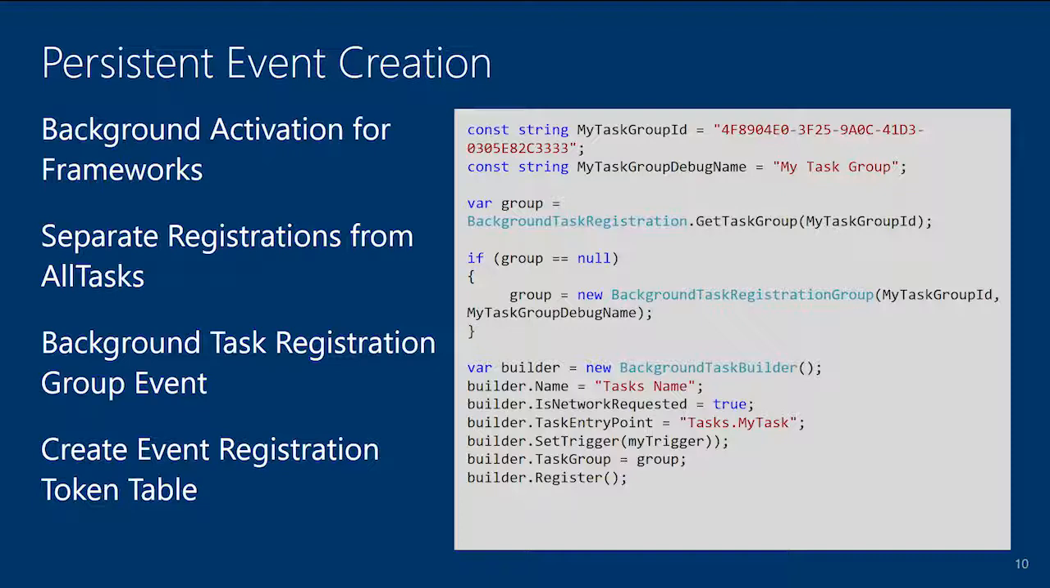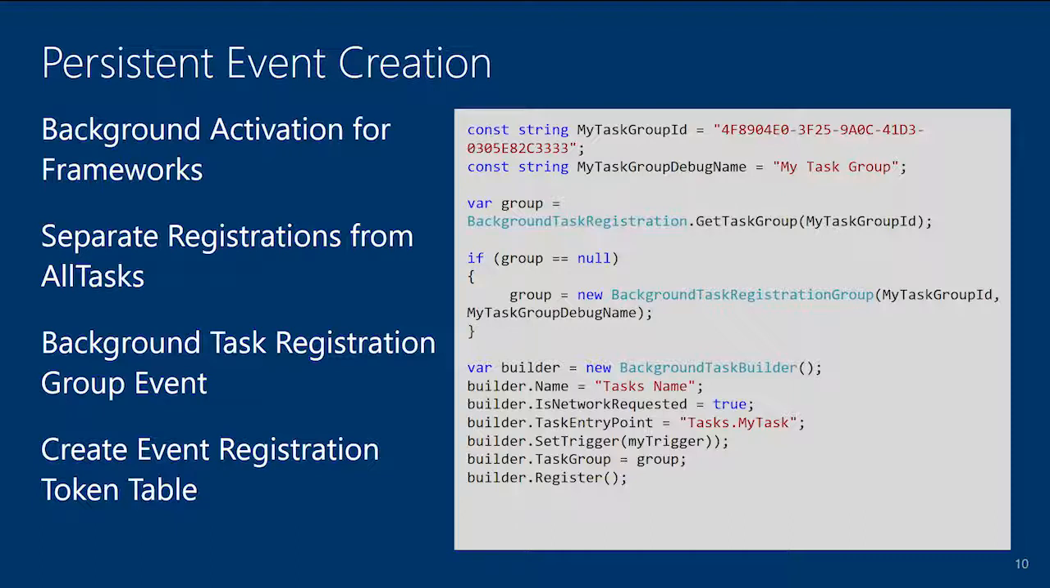One of the great things about this background task registration group is that you're no longer under the background task registration all tasks list. You have your own special list now, such that if, say, the main app developer is trying to enumerate through their background tasks, they won't accidentally step over yours and cause some issues with how your framework or how your particular component within the app works.